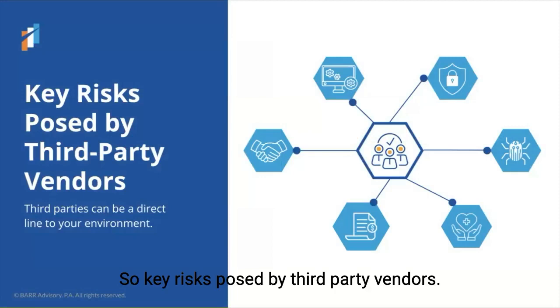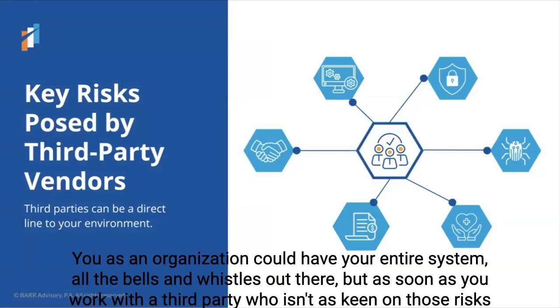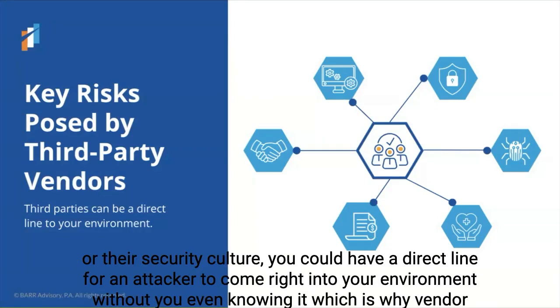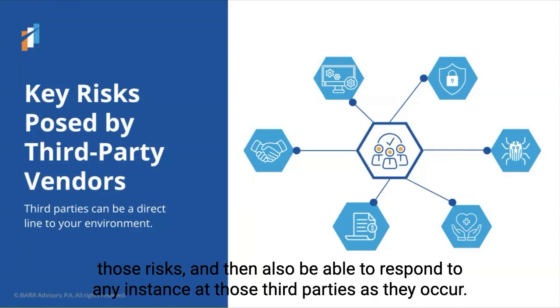So, key risks posed by third-party vendors. Third parties are a direct line to your environment, right? You, as an organization, could have your entire system, all the bells and whistles out there, but as soon as you work with a third party who isn't as keen on those risks or their security culture, you could have a direct line for an attacker to come right into your environment without you even knowing it, which is why vendor risk is so important for you to understand, make sure we're able to implement controls to mitigate those risks, and then also be able to respond to any incident at those third parties as they occur.